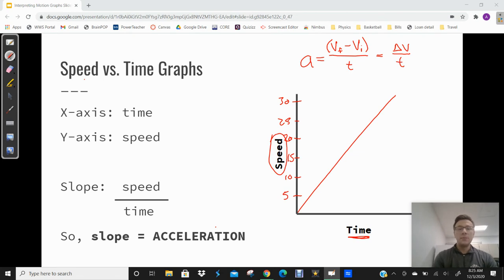Well, that's what we've got right here. Change in speed over time. Remember that if you're changing your speed, you're changing your velocity. And so our slope is acceleration.